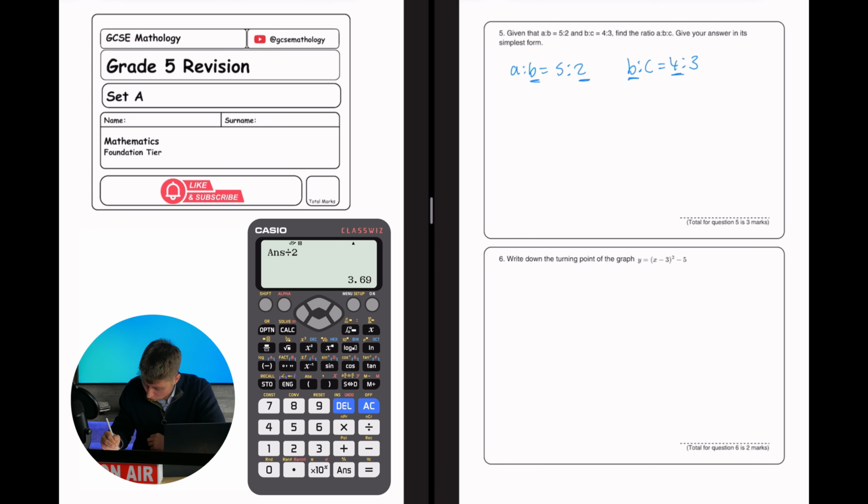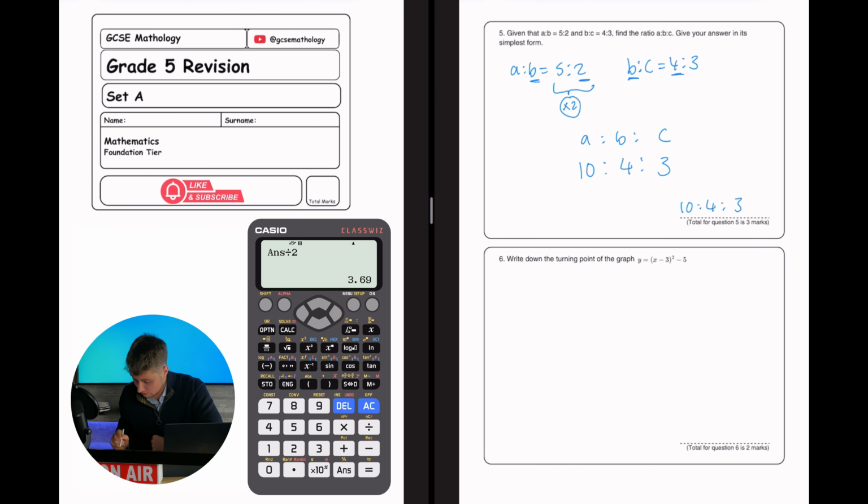So if I times this whole ratio here by 2, that means we'll get 2 times 2, which is 4, which will match the B in the second ratio. But we also need to multiply this A value here by 2. So 5 times 2 is 10. So A to B to C, 5 times 2 is 10. 2 times 2 is 4. And then C is 3. So 10 to 4 to 3 will be the final answer.